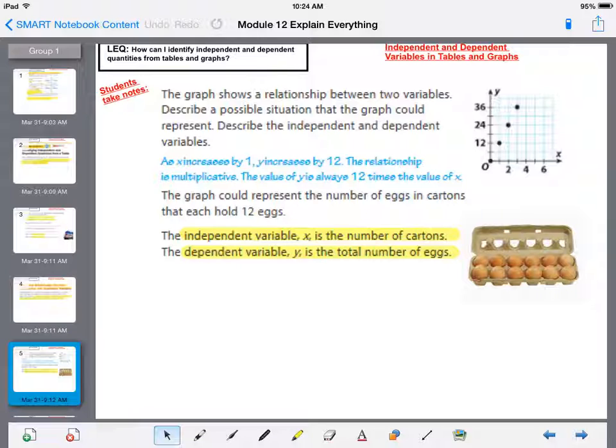So the relationship is multiplicative. The value of y is always 12 times the value of x. So the graph could represent the number of eggs in cartons that each hold 12 eggs. The independent variable, which is your x-axis, is the number of cartons, and the dependent variable y is the total number of eggs, because the total number of eggs depends on your number of cartons.